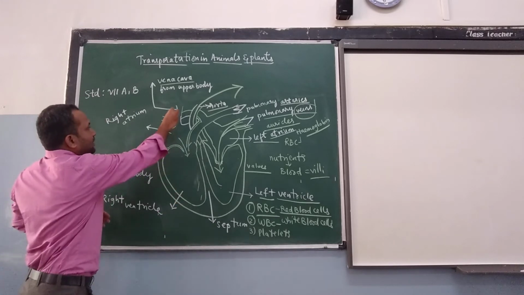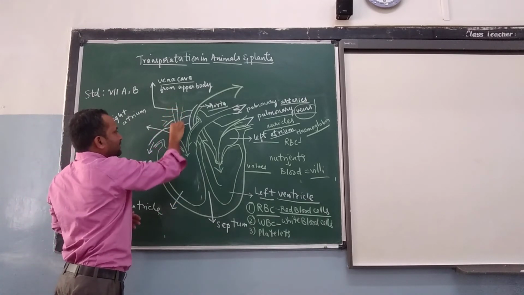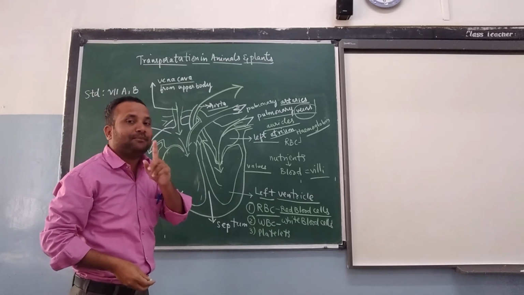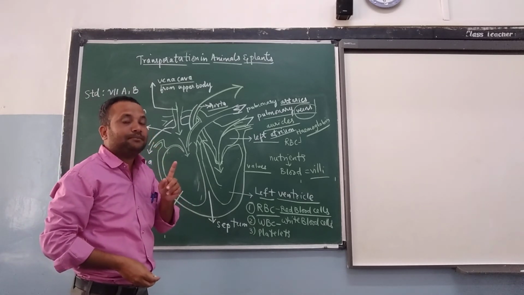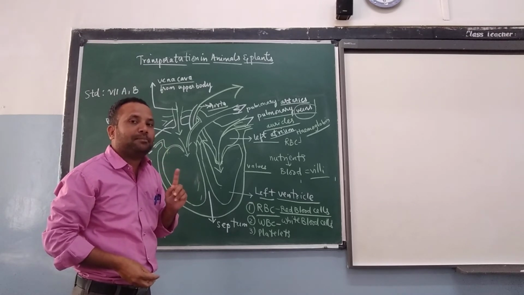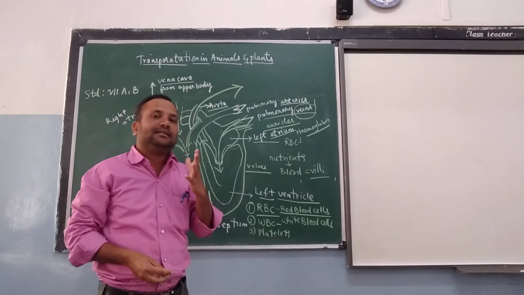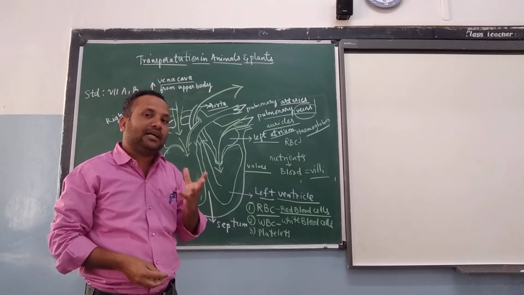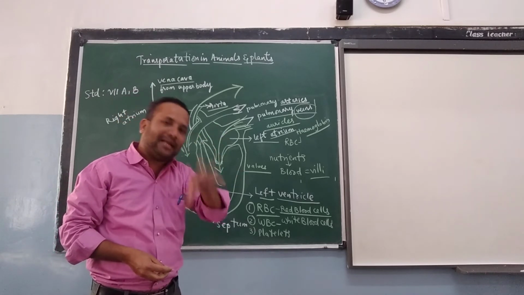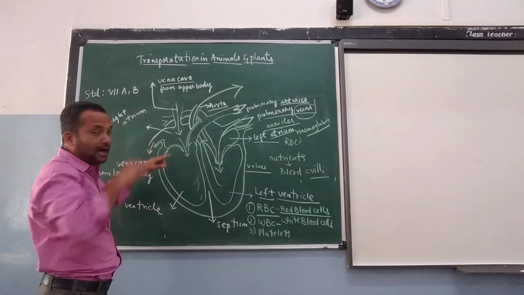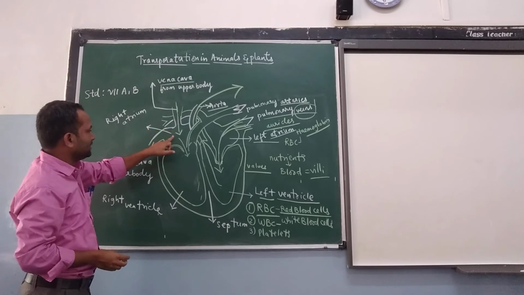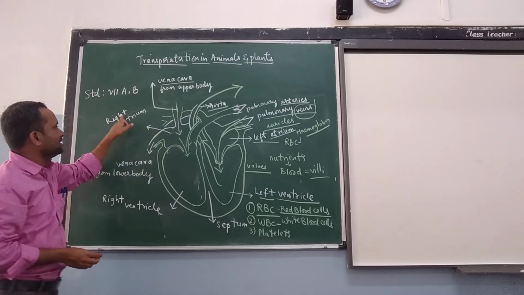So when it enters, children, whatever it is entering is nothing but impure blood. Impure blood means it contains a lot of carbon dioxide. It contains carbon dioxide rich blood. It will enter our heart through vena cava. When it enters, the first top part, we call it the right auricle.